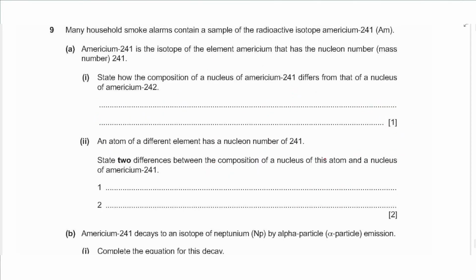Question 9 says many household smoke alarms contain a sample of the radioactive isotope americium-241. Americium-241 is the isotope of the element americium that has the nucleon number, or mass number, 241. State how the composition of a nucleus of americium-241 differs from that of a nucleus of americium-242. We can say that americium-242 has one more neutron. That causes a difference of one nucleon.